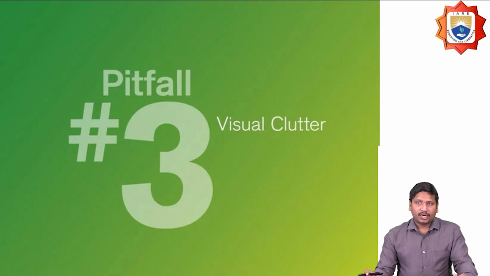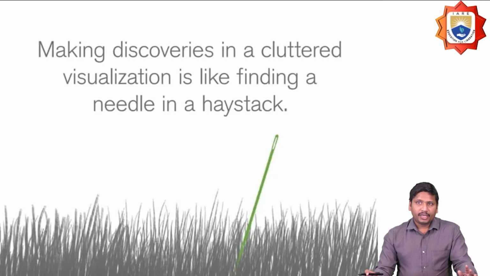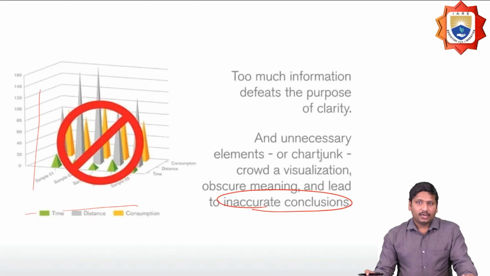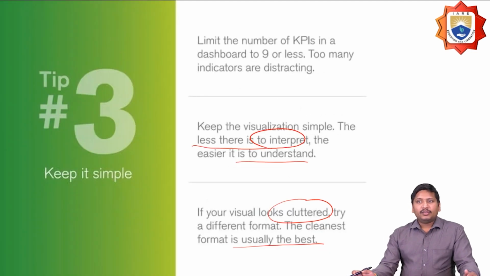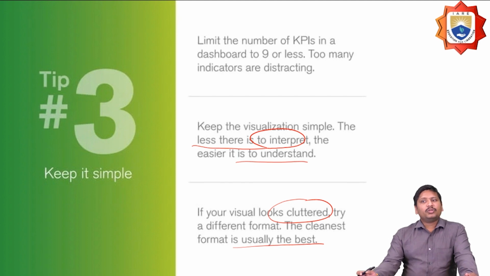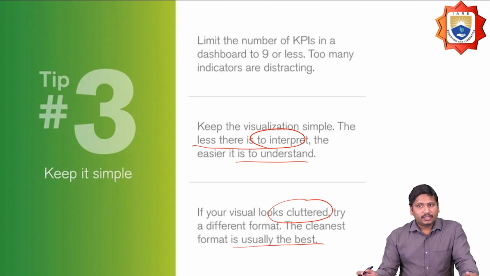And pitfall 3 is visual clutter. Making discoveries in a cluttered visualization is like finding a needle in a haystack. Unnecessary or too much information posted on the data visualization may also lead to inaccurate conclusions. So the tip is to keep the visualization simple, easier to interpret and easier to understand. If the visuals look cluttered, the clearest part is the best way to visualize.